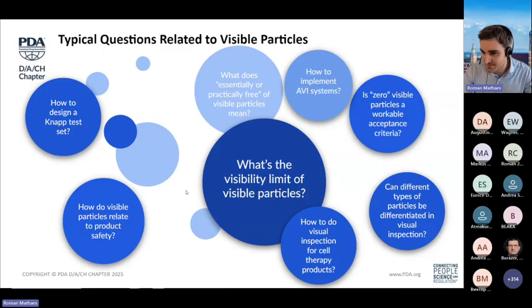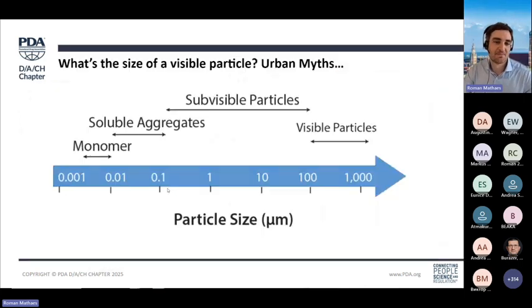Can different types of particles be differentiated in visual inspection? And what's the visibility limit of visible particles? I think especially that last question is such an evergreen. What's the visibility limit of visible particles? And if you now go to Google and search size of visible particles, you'll find numerous illustrations like this in scientific peer-reviewed articles stating visible particles simply start at the size of 100 to 200 micrometers and larger, and then there are visible particles.